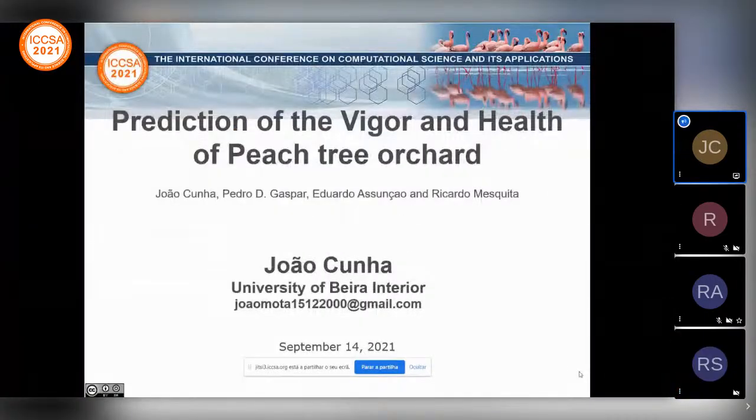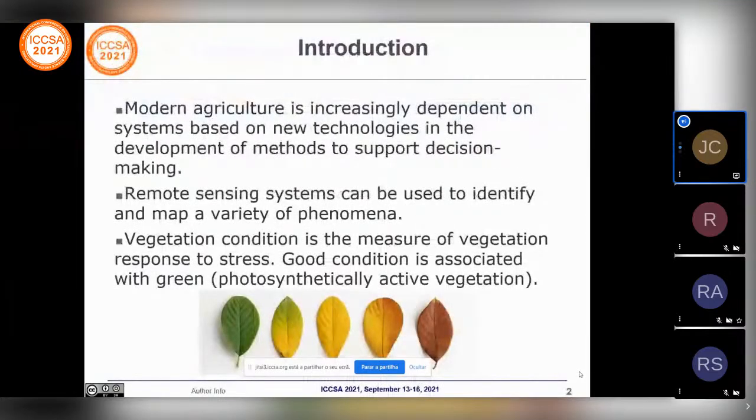Okay, thank you. Good afternoon, everyone. My name is João Cunha, and I carried out this study with the help of Professor Pedro Gaspar, Eduardo Assunção, and Ricardo Mesquita. Modern agriculture is increasingly dependent on systems based on new technologies, which involve robotics, image processing, remote monitoring, and even artificial intelligence in the development of methods to support decision making.